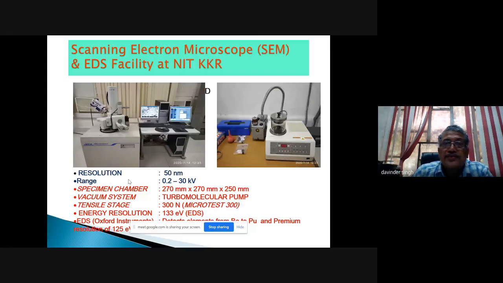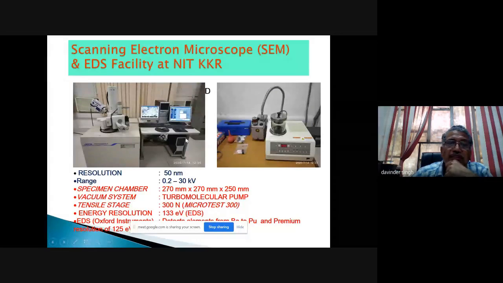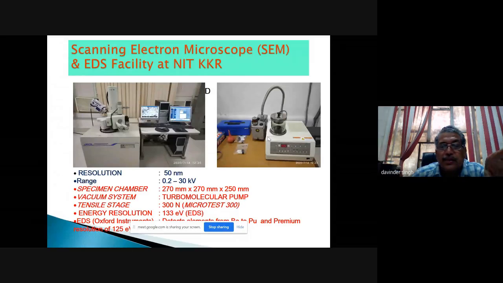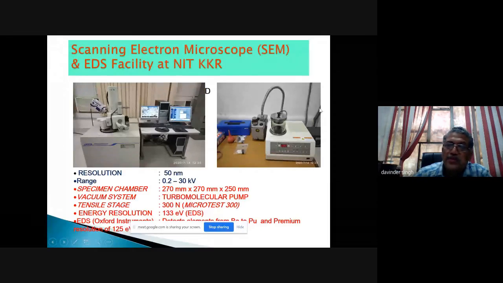This is the facility we have at NIT Kurukshetra, the SEM system. And here is the coating unit, because when you deal with non-conducting samples, you have the charging effect. To avoid that, you always need to coat the surface of the specimen, so that the charging effect could be avoided. So this is the coating unit, and here we also have the detector for EDS.